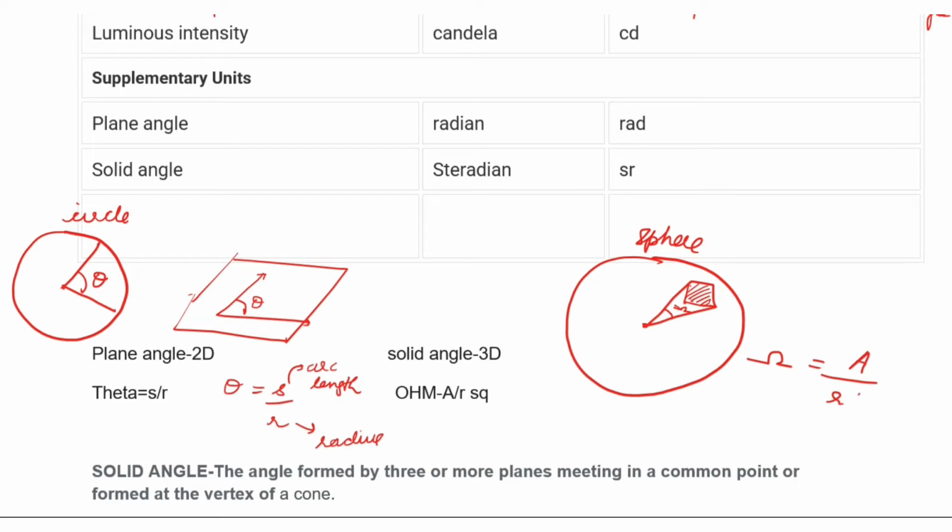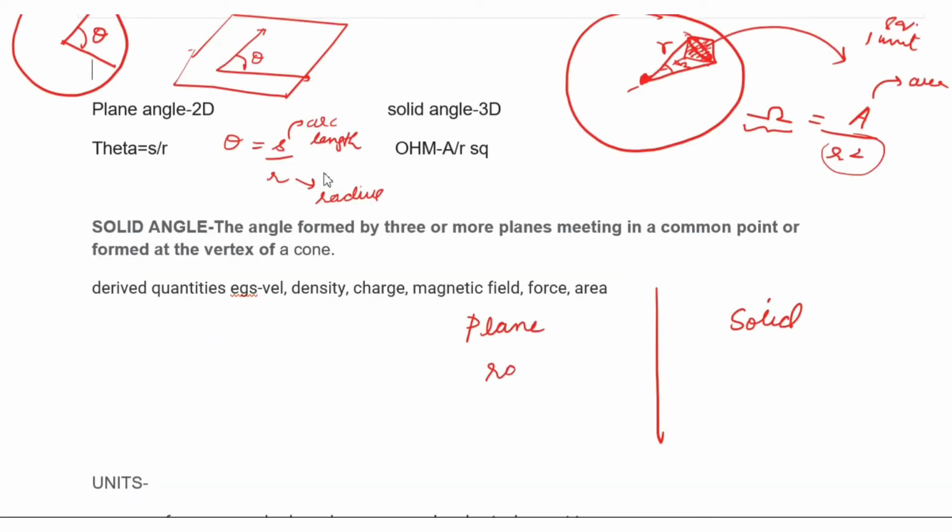Now let's try to differentiate between plane angle and solid angle. Plane angle's SI unit is radian and solid angle's SI unit is steradian. The maximum value of plane angle, which is theta, is 2 pi because it's 2D, and in a circle we know the maximum angle subtended is 2 pi at the center. Now talking about solid angle, the maximum value of omega is 4 pi steradian.